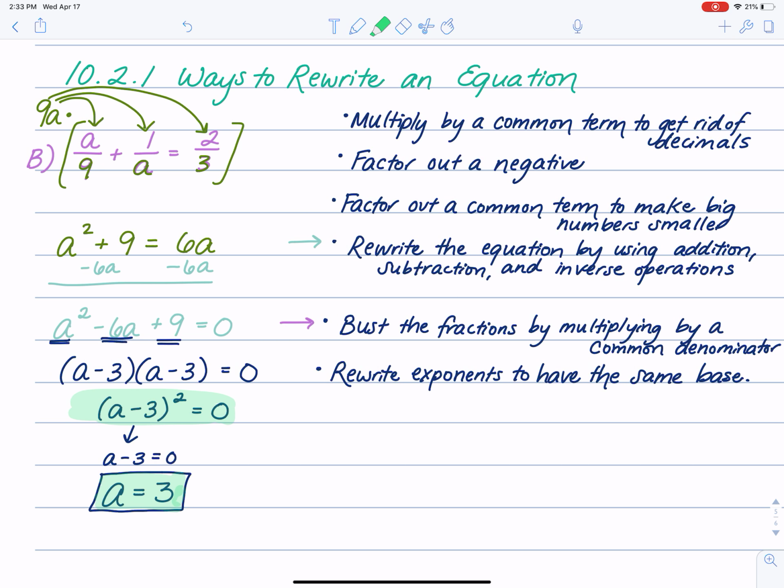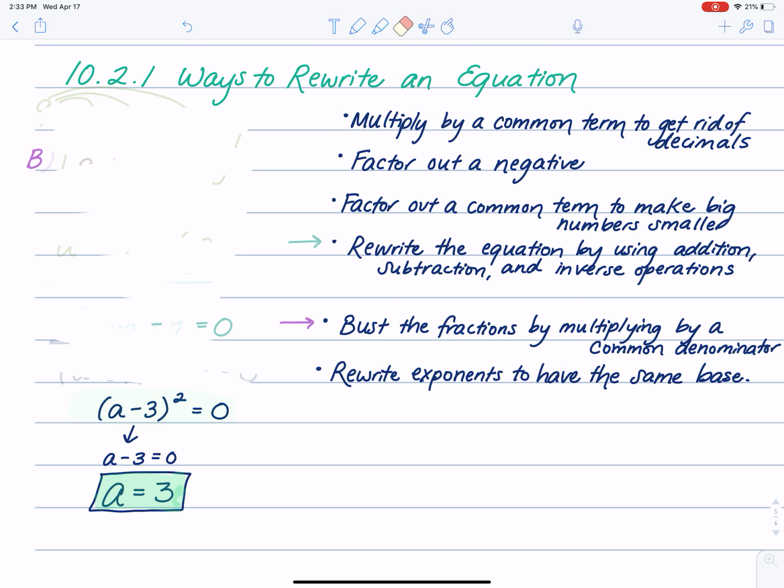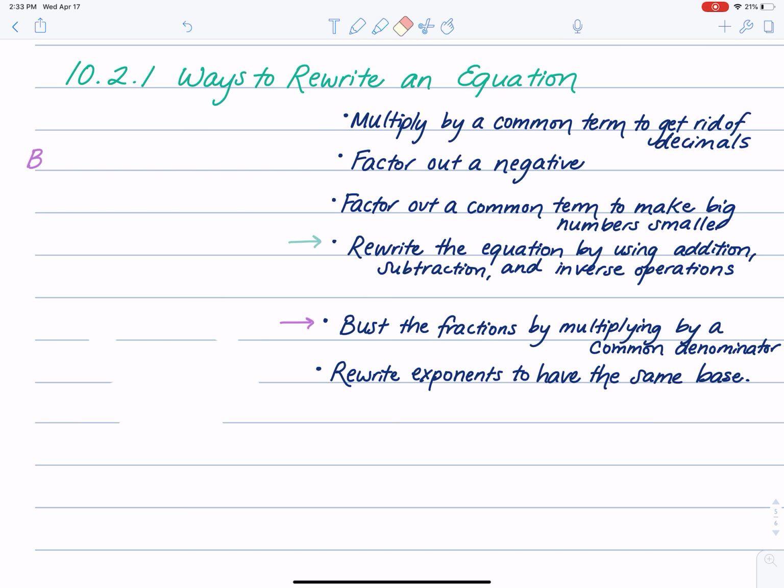All right, let's go ahead and move on to part C. I'm going to go ahead and erase all of this. Almost all of this. There we go. And part C, here we go. All right, C is 1.2m minus 0.2 equals 3.8 plus m.